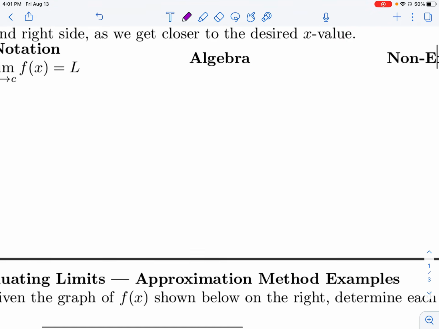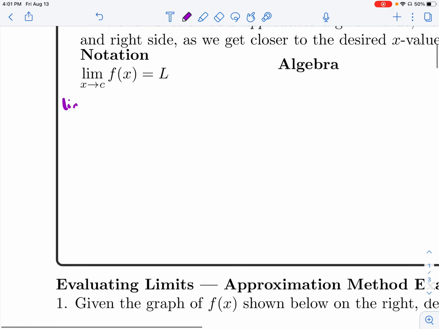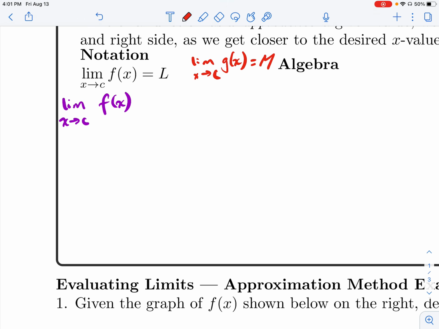So we could say, for instance, that the limit as x approaches c of some function f of x is going to be equal to L. Now let me also write this on the side. Let's use a different function, g of x. Let's say the limit of that function as x approaches c, we're going to call m.